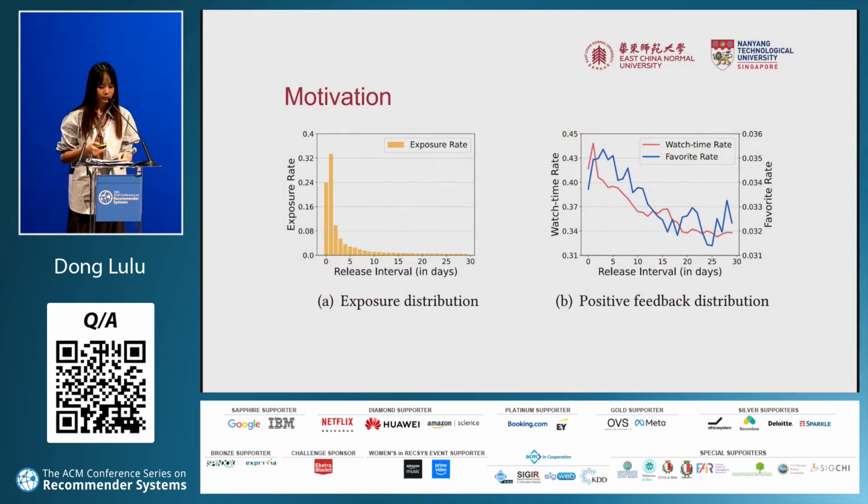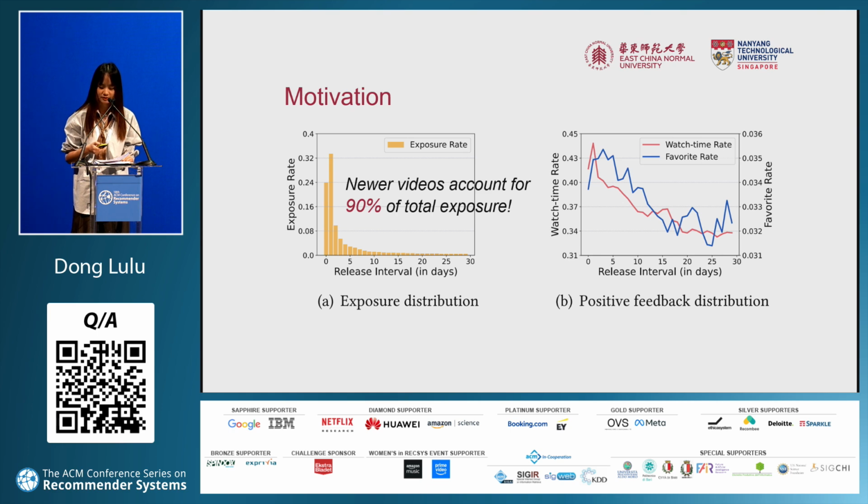So why does this matter? We analyzed a real-world dataset called Querand1K, which is collected from the logs of the Guoxiu app. The release interval refers to how long it's been since the video was released. Figure A shows how exposure drops as videos get older. This clearly shows that newer videos make up 90% of total exposure. Figure B illustrates that as videos age, user interactions like watch time and favorite rates also drop. Since platforms aim to maximize positive feedback, models trained on these interactions may create a shortcut linking new videos with better feedback, further exacerbating this bias.